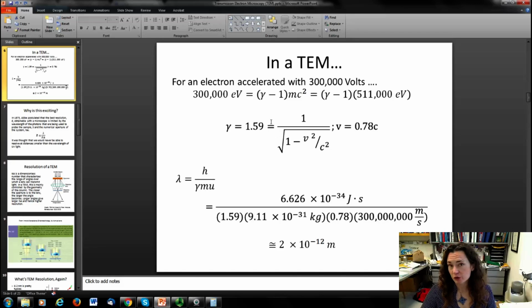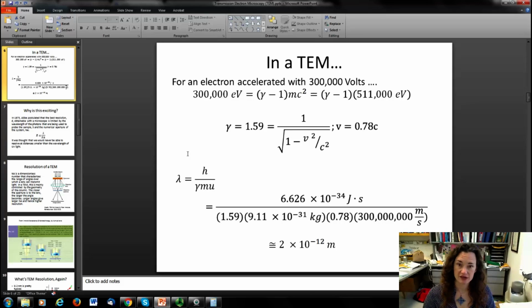We can use the formula for gamma and solve for our speed v. Gamma is equal to 1 over the square root of 1 minus v squared over c squared. And solving for v, we find that the velocity is 78% the speed of light, so that's going at a pretty good clip. Now let's plug that back into the equation for the wavelength for a de Broglie matter wave.